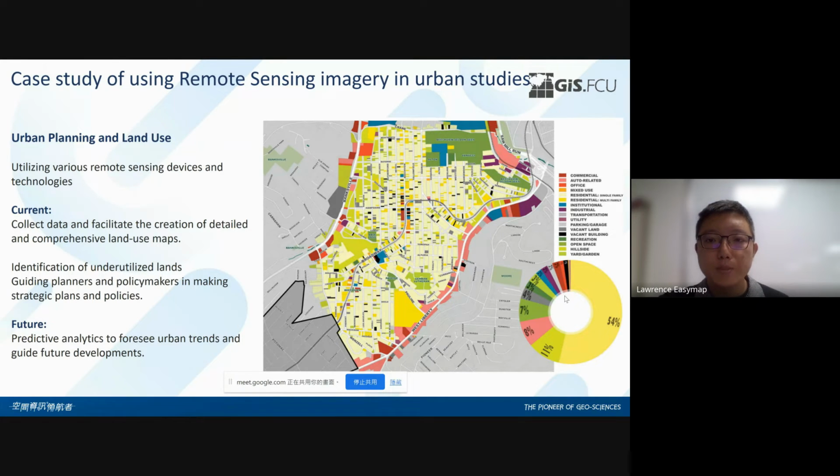The operator can also make use of some information to find out some underutilized lands. That means such an area may be under development, and they can have better situation awareness. Those information can guide the planner or policymaker to give a better strategic plan, or maybe to make a better decision. In the future, because they have such data, they can plan for their future. They can predict and analyze the urban trend and also guide future developments.